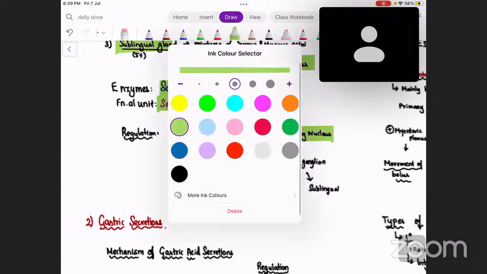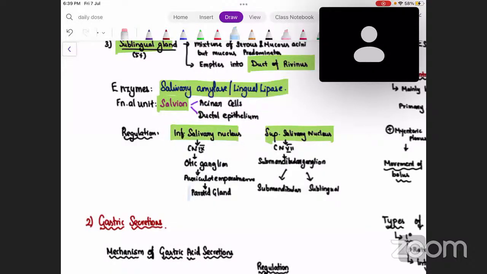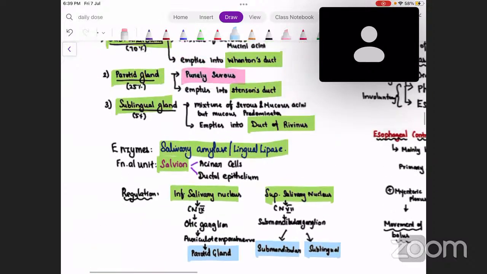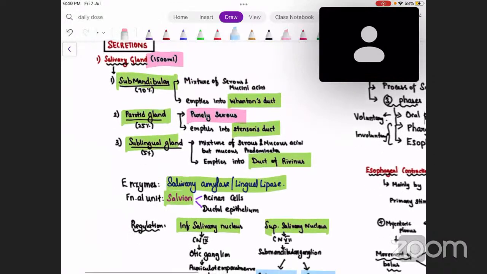The inferior salivary nucleus plays a contributory role in terms of your parotid gland, while the superior salivary nucleus plays a contributory role in terms of your submandibular and sublingual glands. So the inferior salivary nucleus regulates the parotid, and the superior salivary nucleus regulates the submandibular and sublingual. So we had three salivary glands: submandibular, parotid, and sublingual.